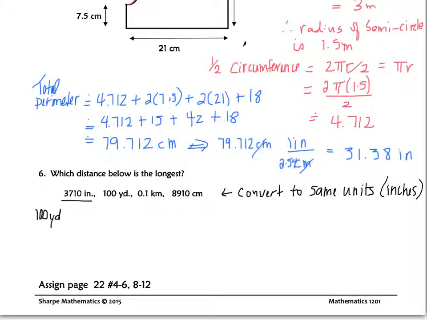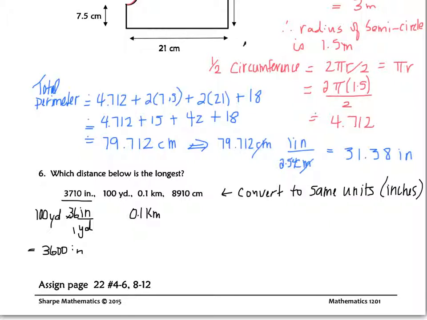So 100 yards would be, if I use conversion factors, yards in the bottom, inches up here, and I know that 1 yard is 3 feet, which is 36 inches. And then that would be 100 times 36, which is 3,600 inches.